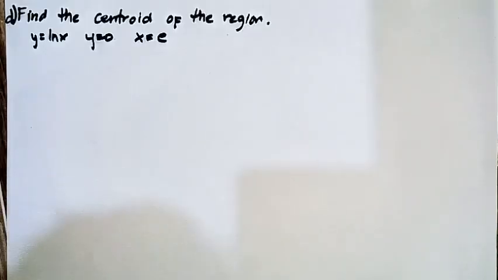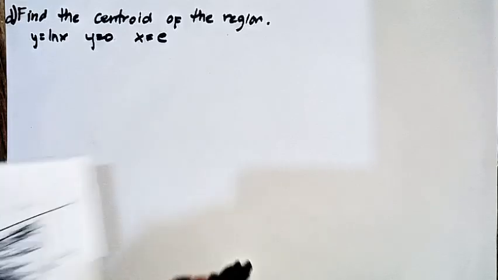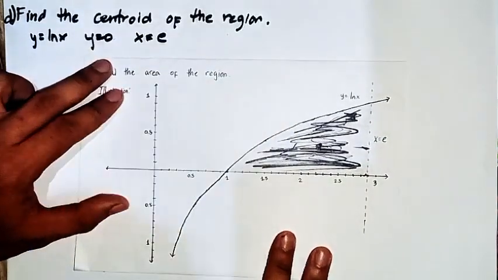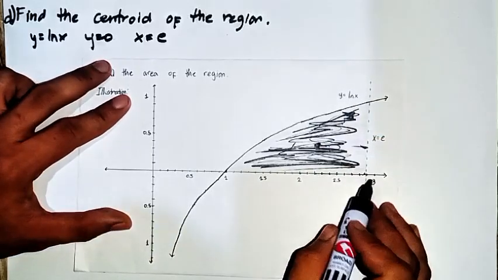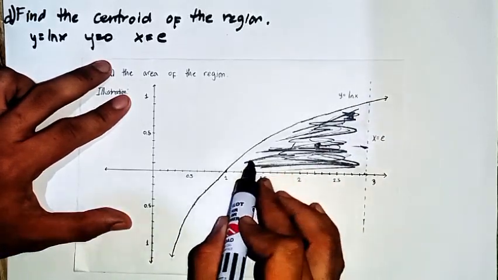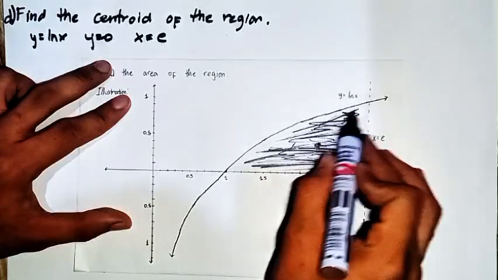Now let us proceed to letter D, which is find the centroid of the region y equals ln x, y equals 0, and x equals e. In finding the centroid, we must graph y equals ln x and find its region. So since we already graphed y equals ln x, let's go back to the graph that we used in letter A. This is our y equals ln x, and this is x equals e. This is the region of y equals ln x.